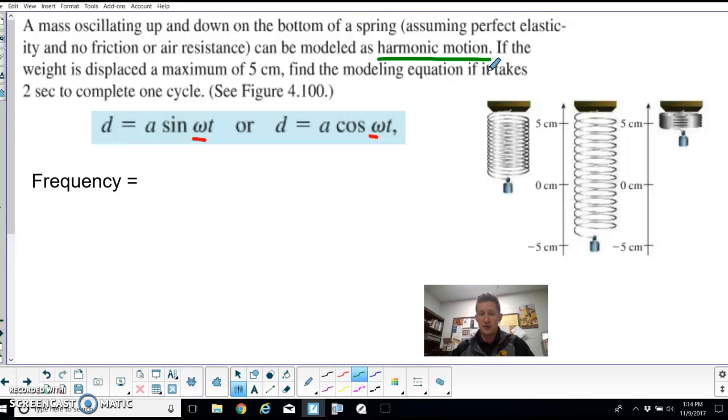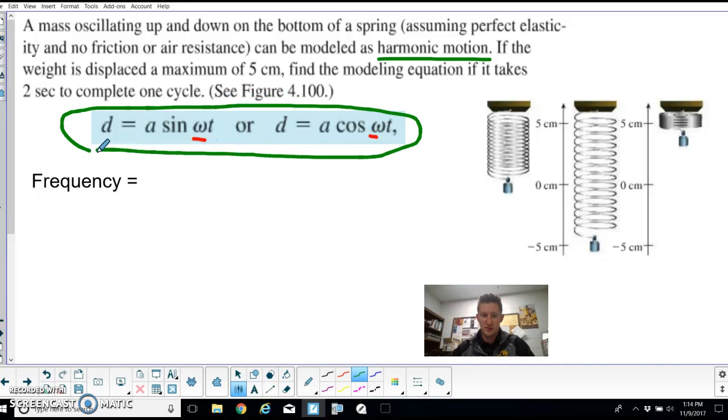If this is harmonic motion that we're working with, know that we're going to be using one of these two equations from a previous page. You need to write those down. I just copied and pasted them, okay? So it could be a sine omega t or a cosine omega t.